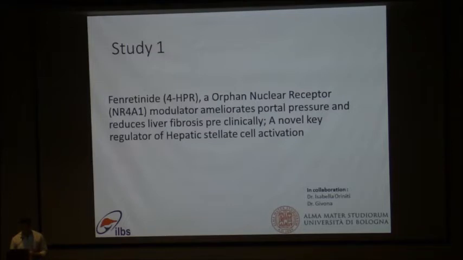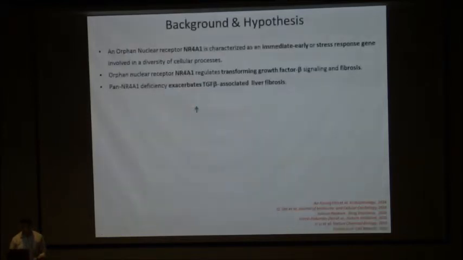Fenretinide acts as an orphan nuclear receptor modulator, which modulates portal pressure and reduces fibrosis preclinically. In this study, we identified the orphan nuclear receptor pathway, which involves immediate early response genes that participate in a diversity of cellular processes. The orphan nuclear receptors negatively regulate TGF-beta. Deficiency of NR4A1 can also exacerbate TGF-beta associated liver fibrosis.